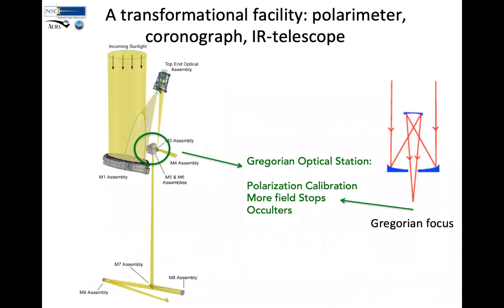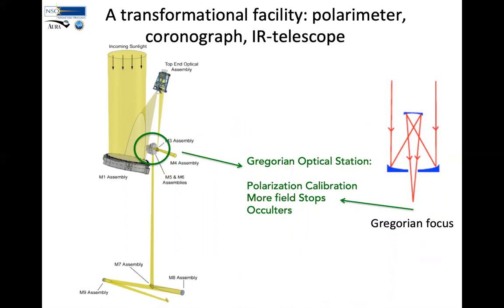Going further down the train of the light, you have primary focus, heat stop, and M2, which sends the light to the Gregorian focus. That is the place where you have a lot of your facility optics and calibration things. Here you can put all the polarization optics, and Amanda knows a lot more than I do on this. You put the polarization calibration optics.